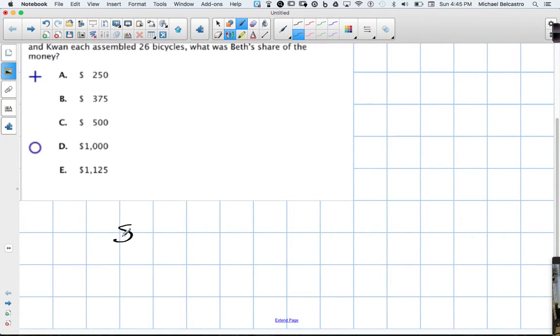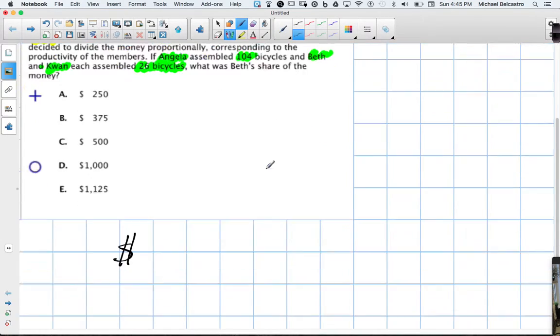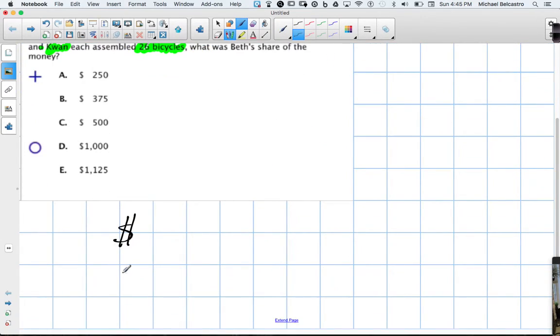We're going to build a relationship or a ratio for dollars, and then also build a relationship for how much they produced. It tells us here that Angela assembles 104 and both Beth and Kwan assemble 26 each. What symbol could I use here? Like a gear or a bike. Okay, we'll just make our lovely looking bike here. So we have an equation essentially for both of these. We're going to have a ratio for our money and a ratio for our bicycles assembled, and we'll try to figure out a relationship between the two of them.